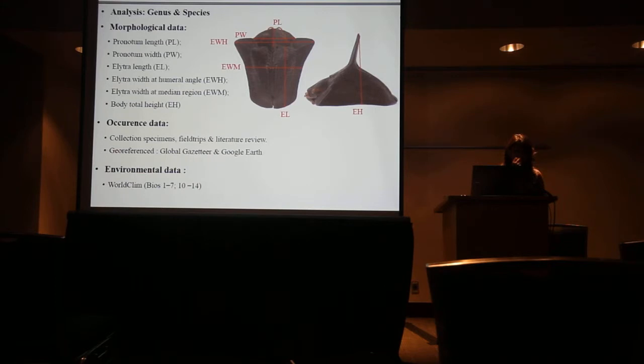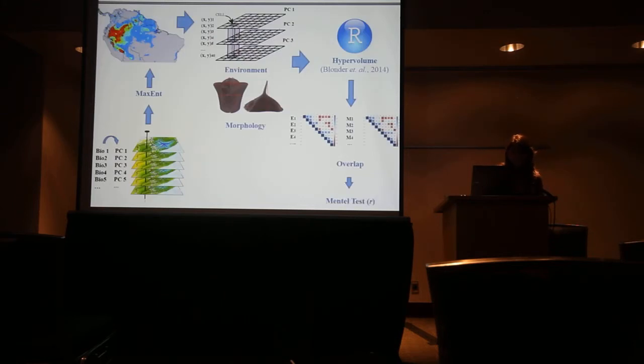In the environmental data, I used WorldClim layers. I excluded 4 of them because they were very correlated: Bio 8, 9, and 18, 19, which are precipitation of the wettest and driest month, and temperature of the coldest and hottest month. So I took them out, and I used the PCs, the principal components. I ran a PCA to reduce the redundancy of the data also. So basically, through the whole project, I used principal components, not only for environmental data, but also for morphology.